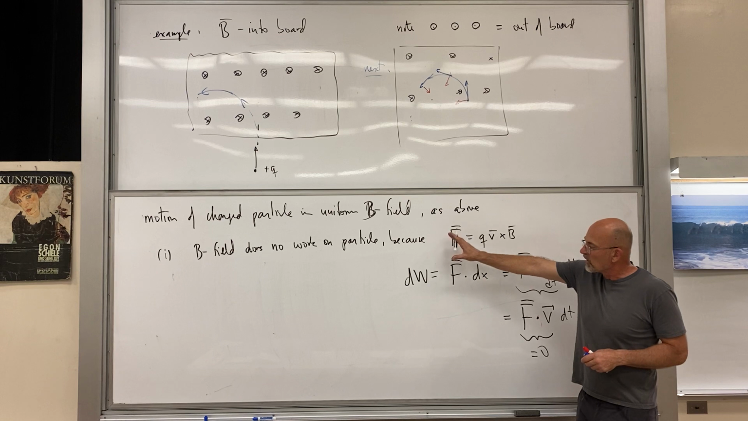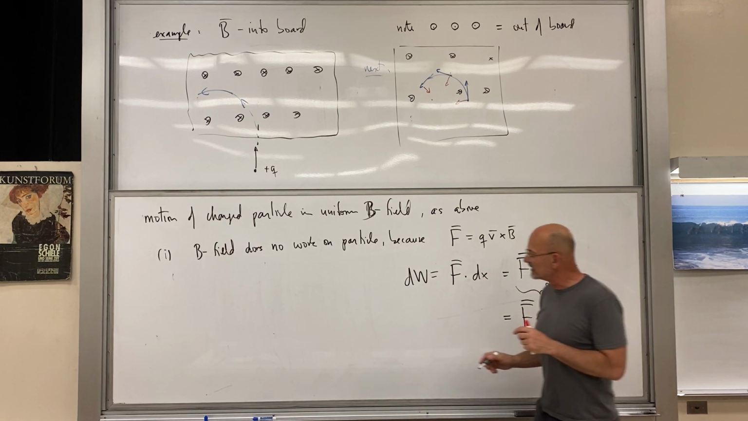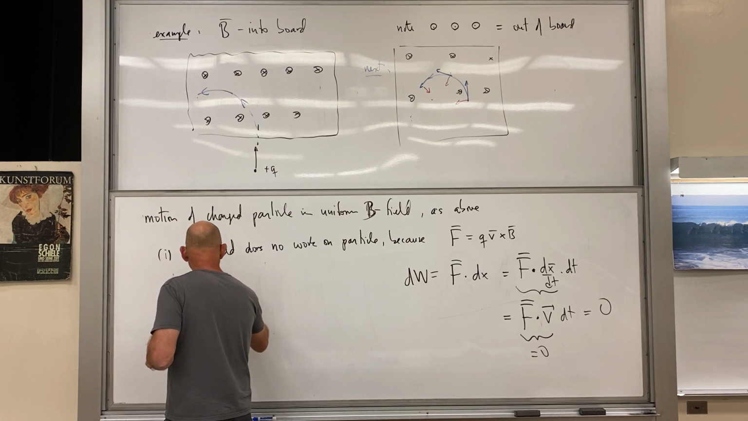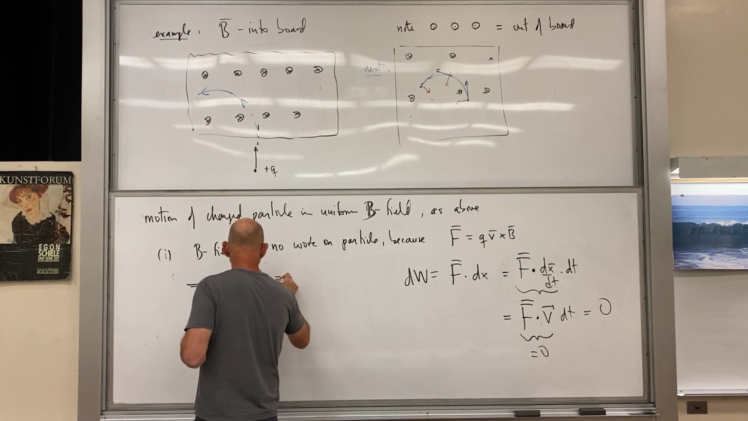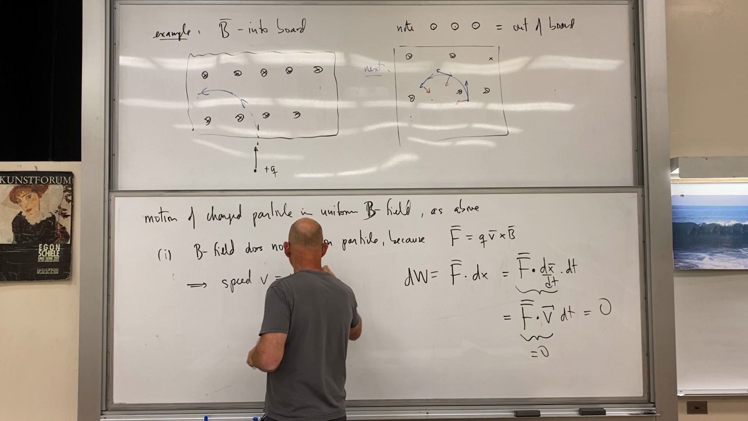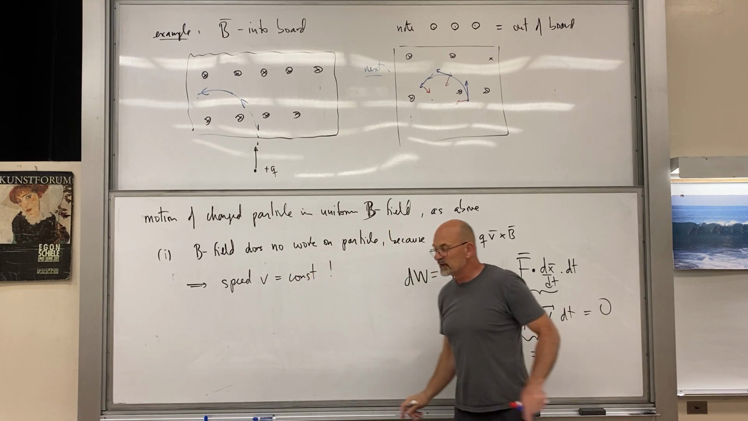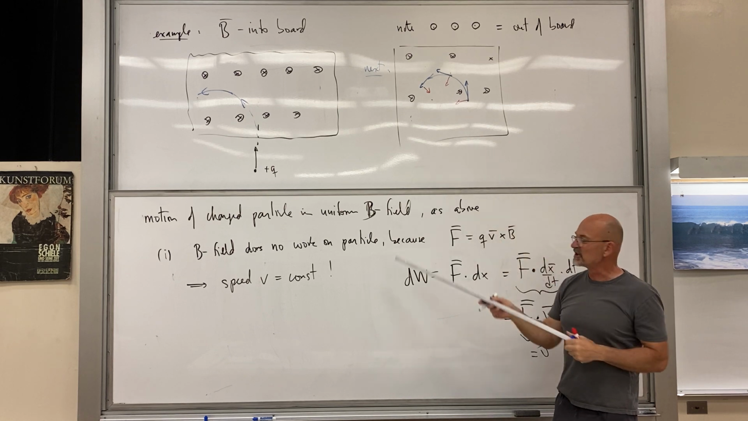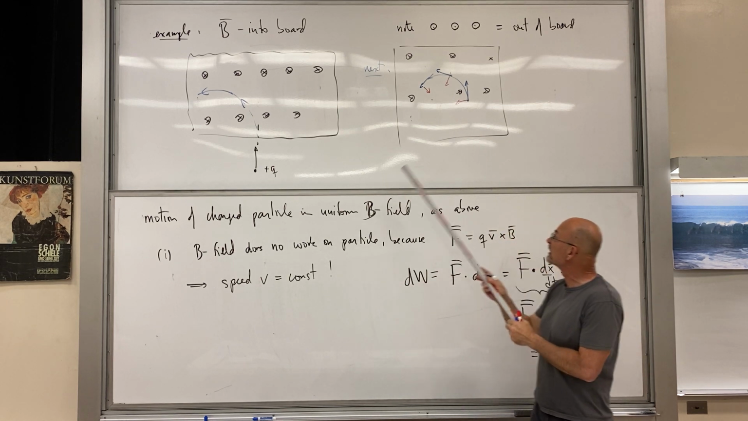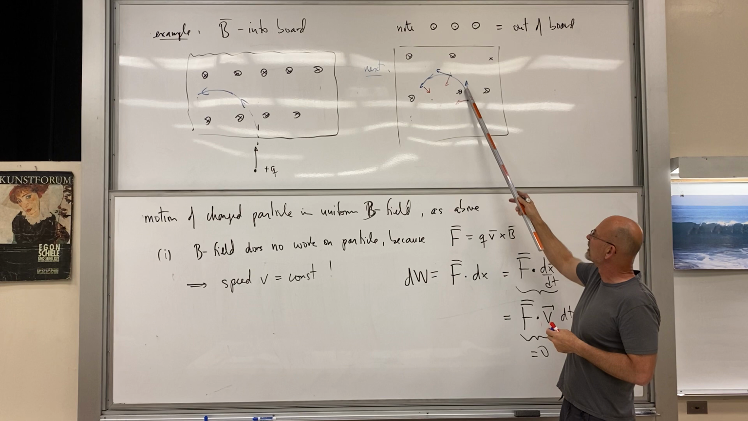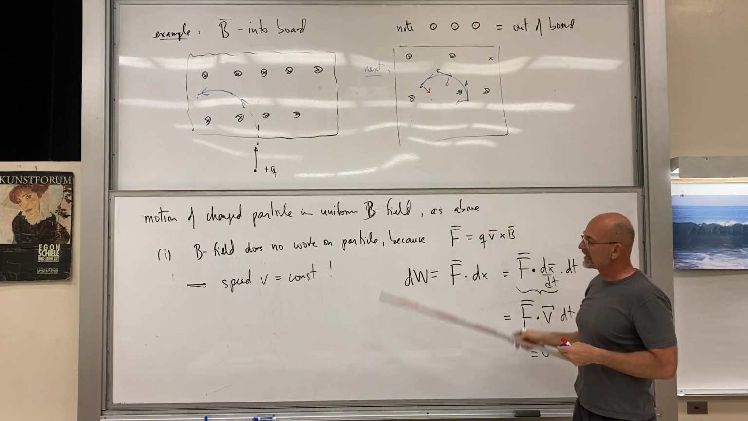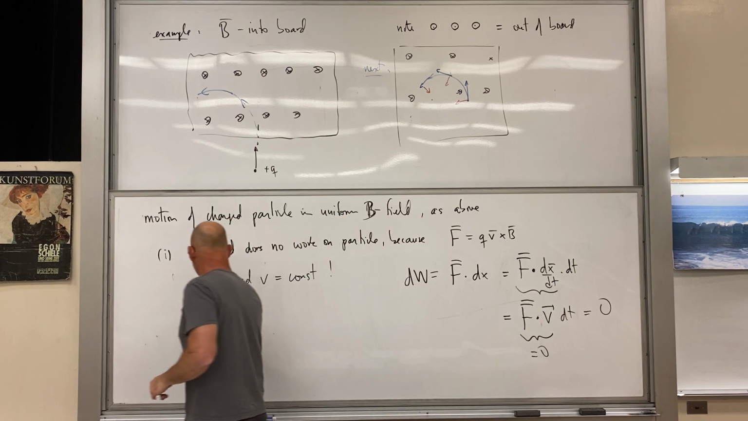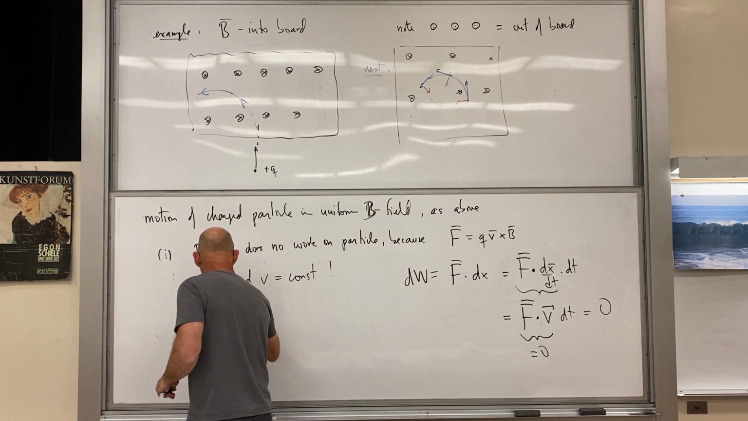So because no work is done, the kinetic energy is unchanged, and therefore speed V is constant. Now the speed V is constant, but of course the velocity is changing because the direction's changing. But if the speed V is constant and the force is perpendicular to the velocity, that is uniform circular motion. Therefore we have uniform circular motion.